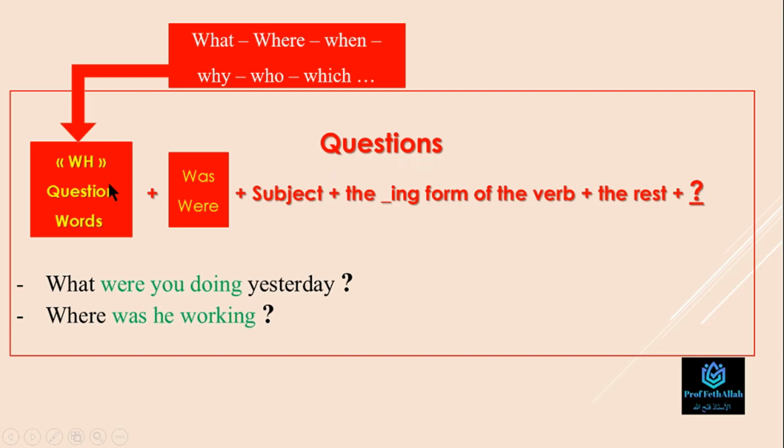In questions we're going to start with WH question words. That is to say what, where, when, why, who, which, etc. And then we're going to use was or were plus the subject plus the ing form of the given verb, plus the rest of the sentence if there's any, plus the question mark.